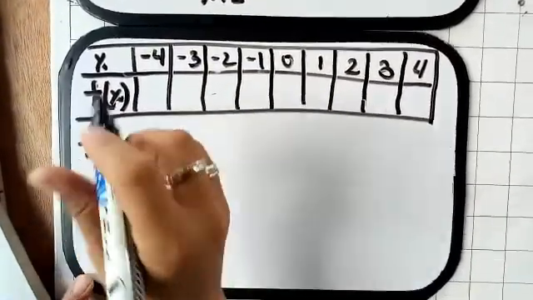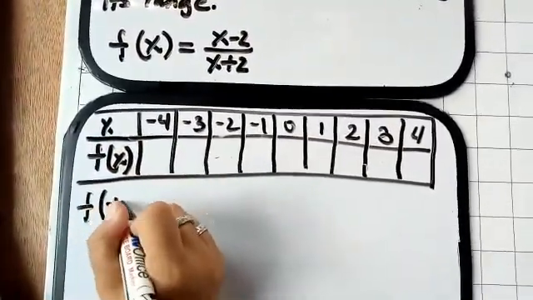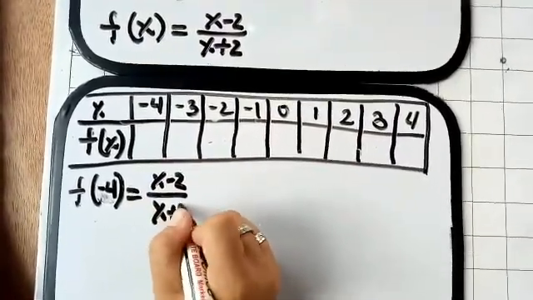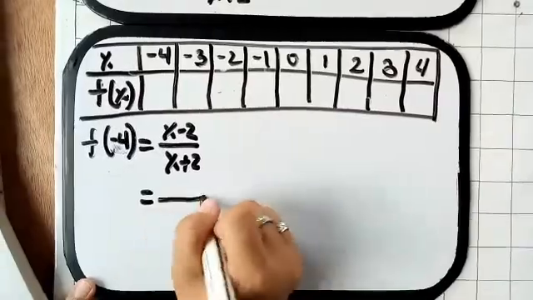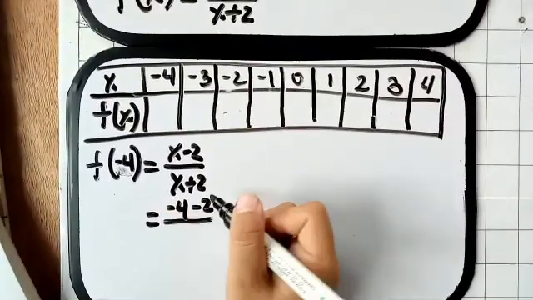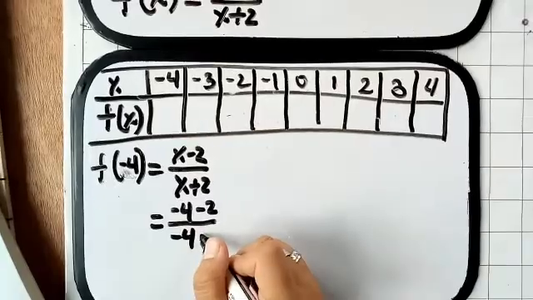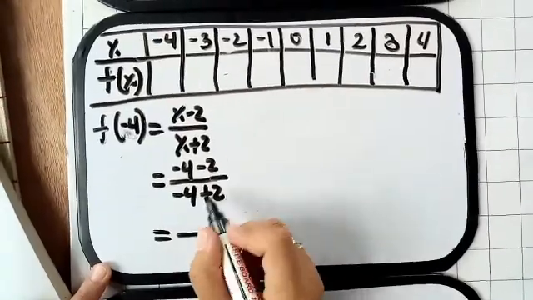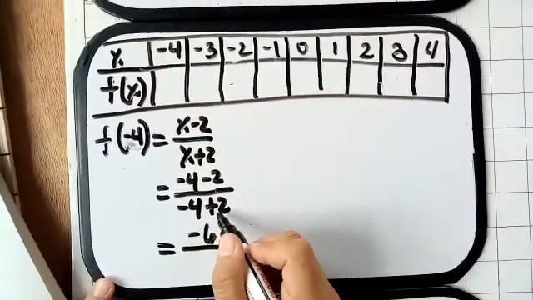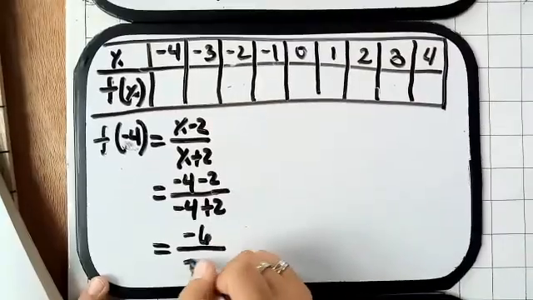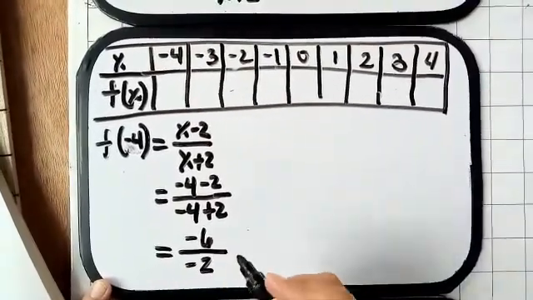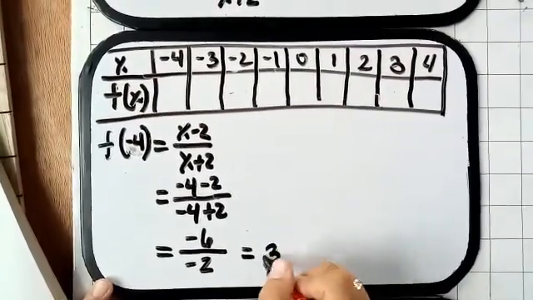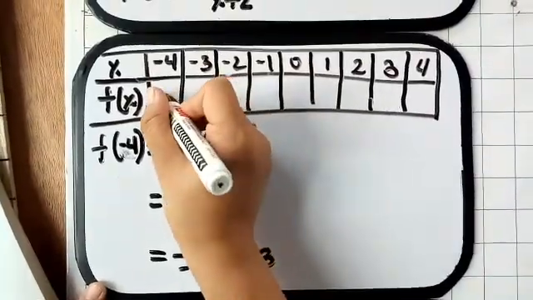As usual, we have to substitute the given value of x on the given function. So let's take f of negative 4. x minus 2 over x plus 2. Substitute the negative 4. So we'll have negative 4 minus 2 and negative 4 plus 2. Then simplify. Negative 4 minus 2 is negative 6. Negative 4 plus 2 is negative 2. So negative 6 divided by negative 2 is positive 3.